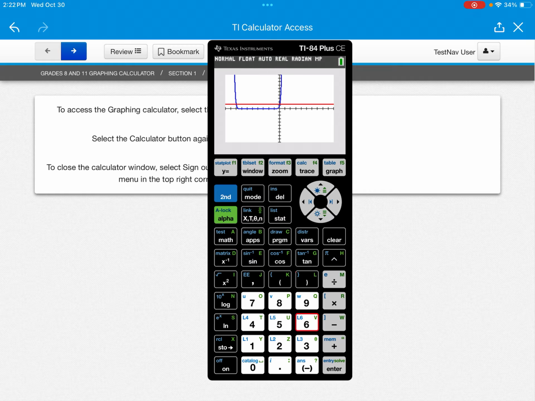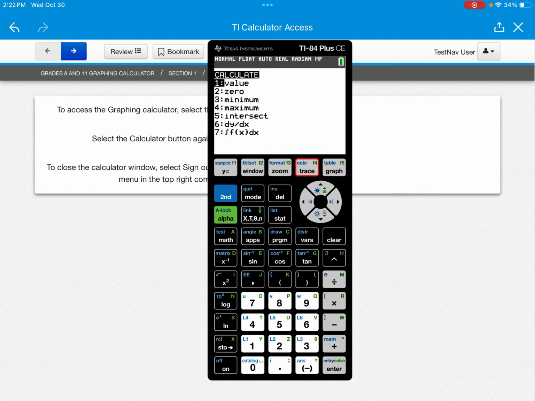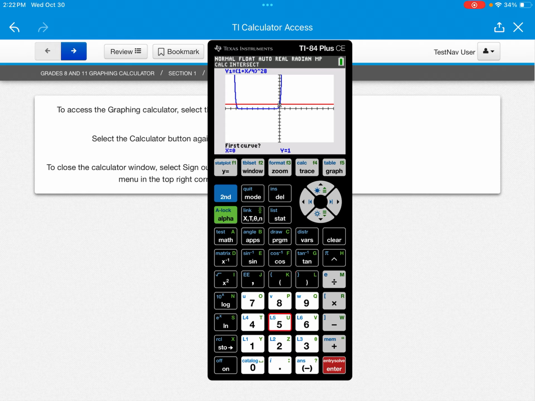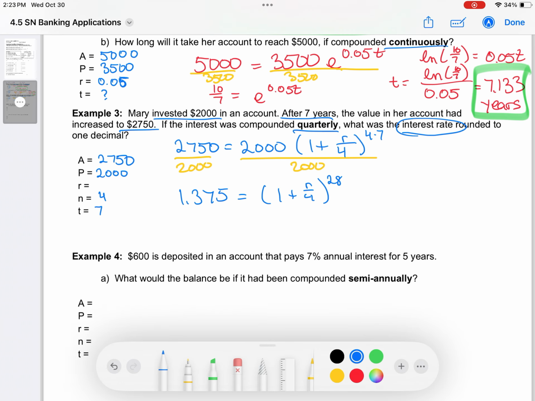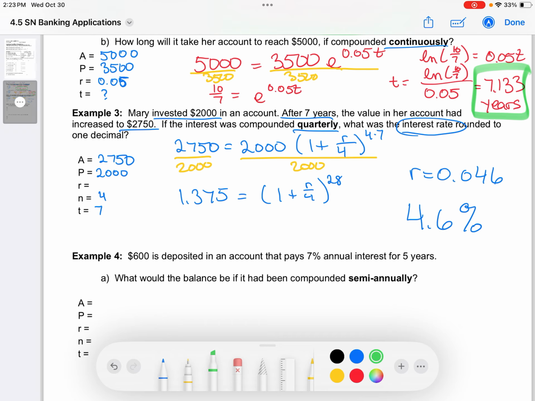Remember, it's asking us for an interest rate. It's going to give us the percentage in decimal form. It's going to be between 0 and 1. So small number is expected. Second trace, intersect, first curve enter, second curve enter. We want that positive solution. So we're right there, and we get 0.046. So in terms of a percentage, that is 4.6%. Percent to decimal scoots over twice.